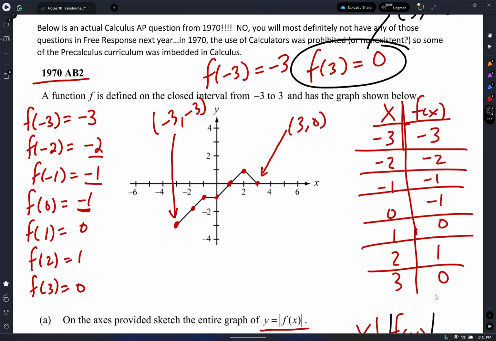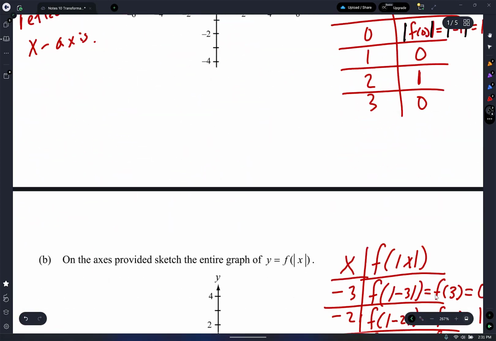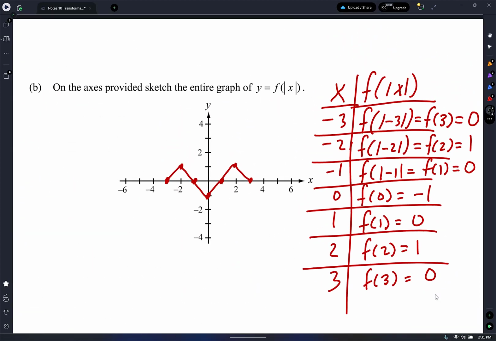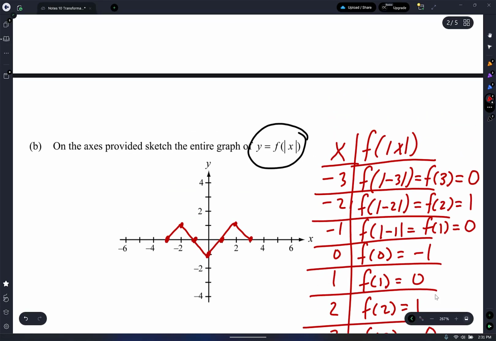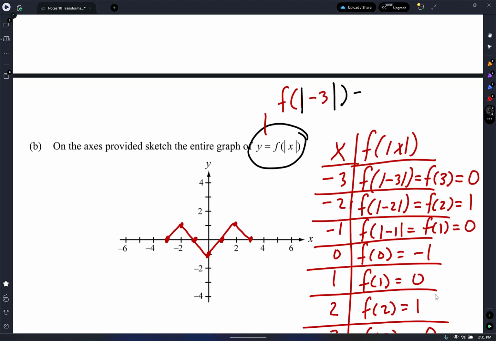What table? Which table? The new one? For B. Okay, B. Because this time, look what my input is. My input is f of absolute value of x. So what I'm trying to do is I want to know how this graph looks. F, and then look, what's my x value? My x value is negative 3. So when I take the absolute value of negative 3, that is 3. So then this behaves like f of 3. And then I look up what f of 3 is, and f of 3 is 0. Do you know what I mean?